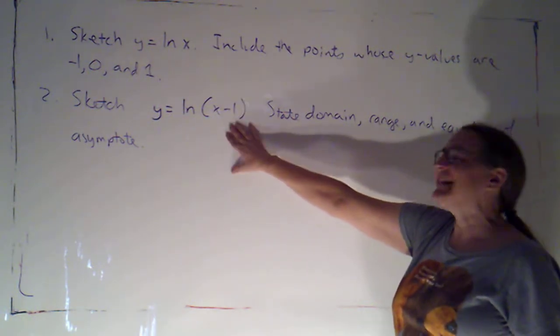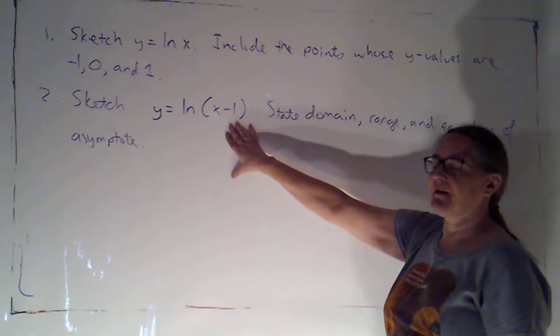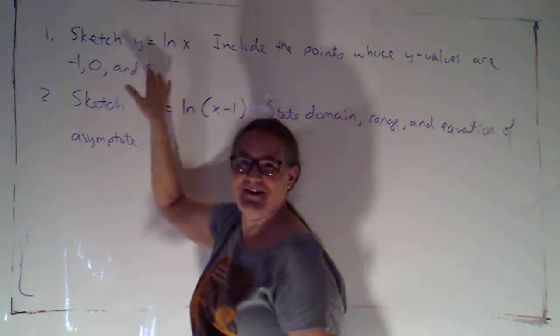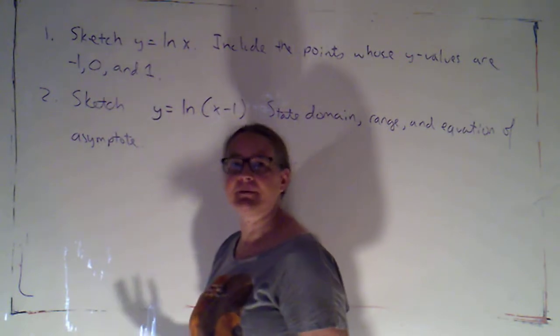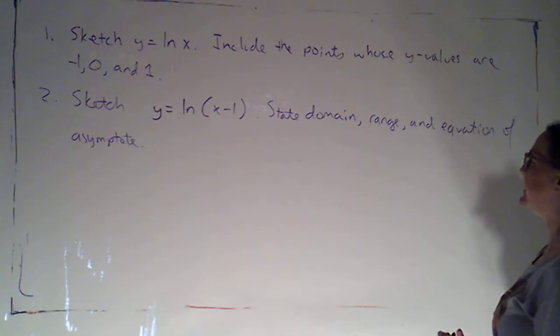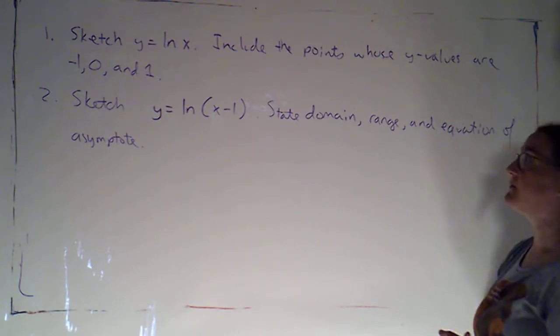Okay. I didn't write this down. I will on exams and quizzes. For the video, I'm just going to say it. Of course, we're going to track where these 3 points get transformed to, and we're going to track the asymptote. And then I did explicitly say, let's state what the domain, range, and the equation of the asymptote are.